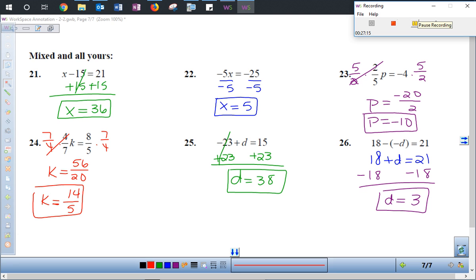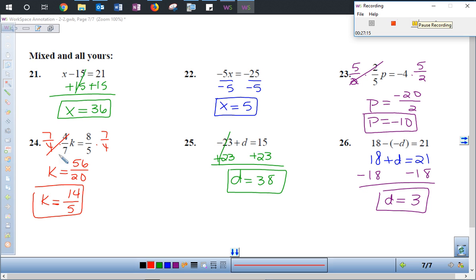Alright, now here are the answers. On 21, we added 15 to each side, and x should equal 36. On 22, we divided each side by negative 5, and x equals 5. On 23, we multiplied each side by 5 over 2, which gave us negative 20 over 2, which we had to simplify to negative 10. 24, we multiplied each side by 7/4, which gave us k equals 56 over 20, but we had to simplify that, and k equals 14 over 5.